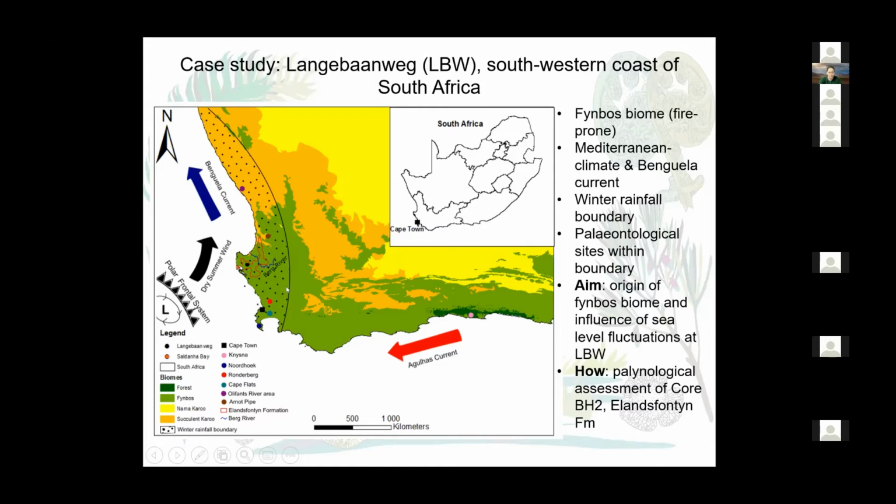And paleontological sites within the boundary include Langebaan, shown in black, and Saldanha Bay, Noordhoek, Ronderberg, Arnold Pipe, and the Olifants River area. The aim of the study was to determine the origin of the fynbos biome and the influence of sea level fluctuations at Langebaan. And this was done through the palynological assessment of core BH2, which was extracted from the Elandsfontein Formation, outlined in this area with the red outline.